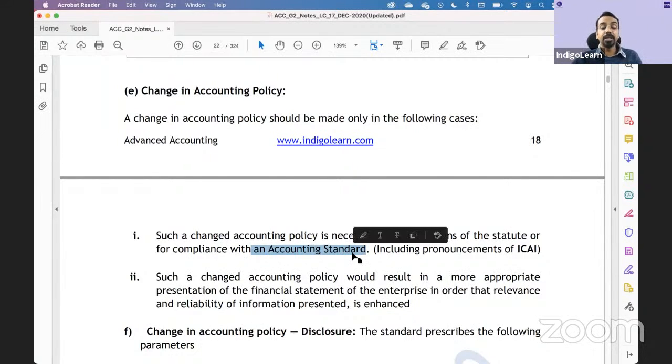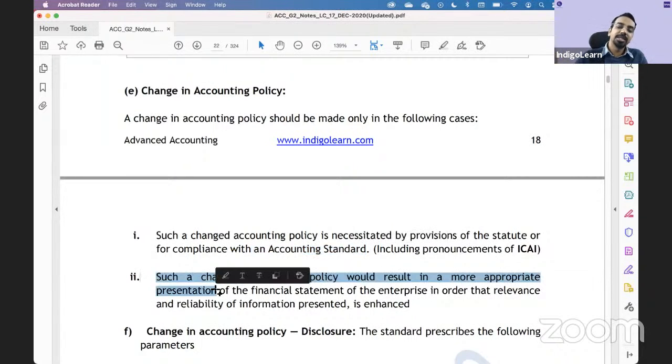So if there is an accounting standard which requires you to change the accounting policy, then you can change it. If a law requires you to change the accounting policy, then you can change it. Or if it results in a more appropriate presentation or a better presentation of the financial statement, then you can change the accounting policy. And whenever there is a change in accounting policy, you need to disclose the impact of the change. If the impact of the change is in current period, what is the impact of change?